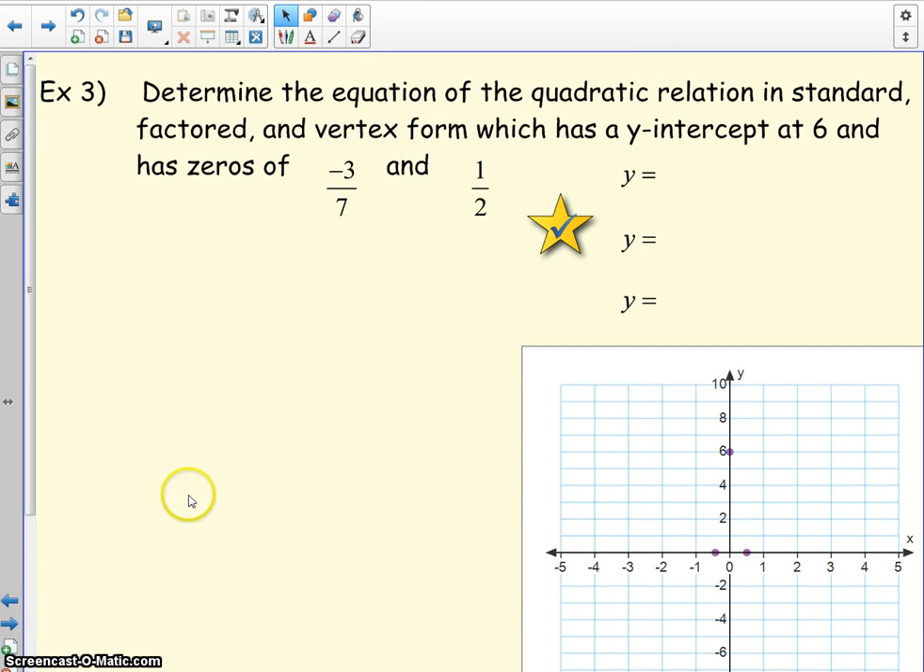Okay, so this one puts a lot together at once. So I want you to find the equation of the quadratic in standard, factored, and vertex form. I'm going to give you the y-intercept. I'm going to give you the zeros. Okay, so this one's a bit of a challenge. I want you to try and think about this one. You have to find all three forms.